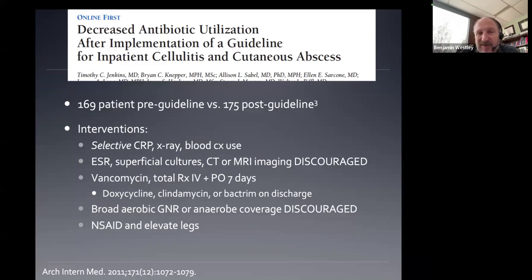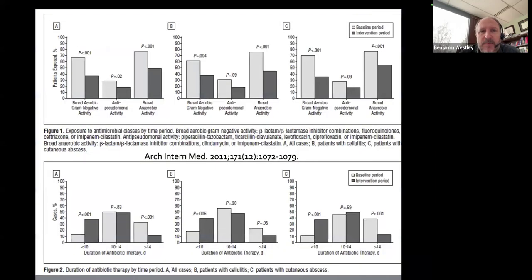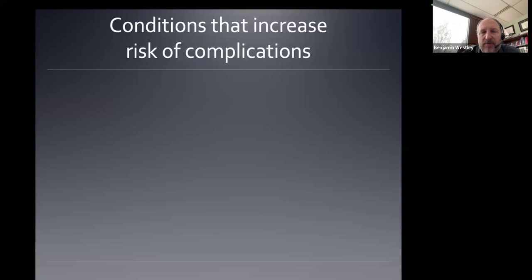Now we know that we don't even need vancomycin. Most of these patients with non-purulent disease, you can just use cefazolin. That's what they did. And they basically showed that they substantially shortened the duration of antibiotics given, and they substantially reduced the broad aerobic gram-negative drugs used in the institution by 30 or 40%. So big impact in this study from about 12 years ago.